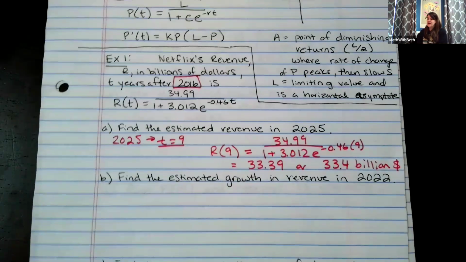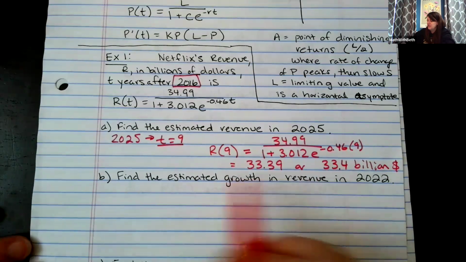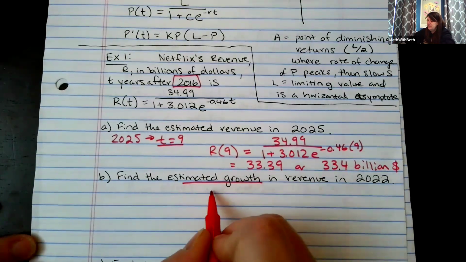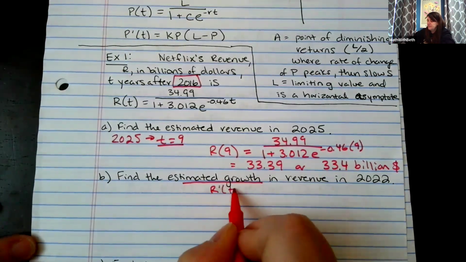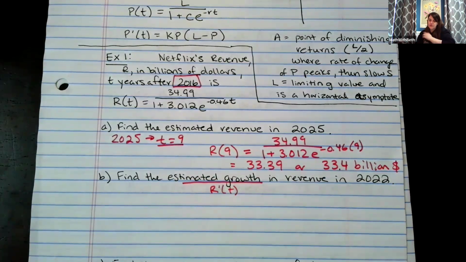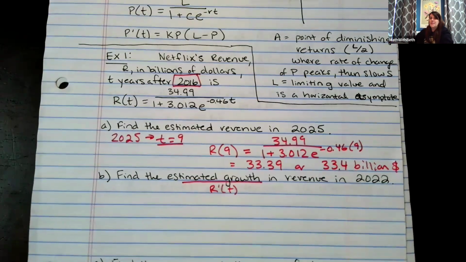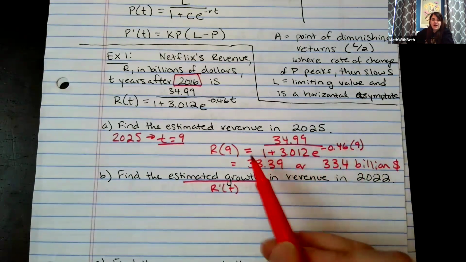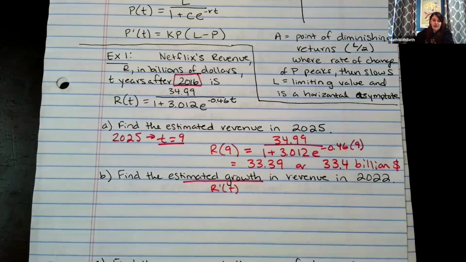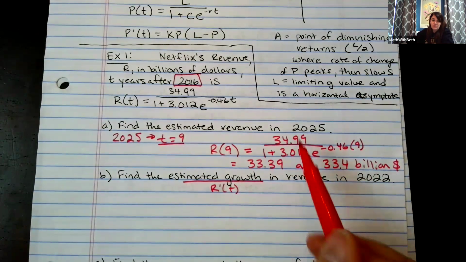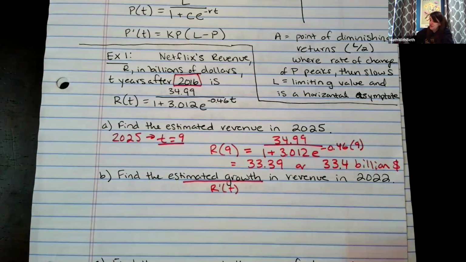Now it's asking me for the estimated growth in revenue. So again, that means derivative in 2022. This one is trickier as far as finding the derivative, because you have to think about the fact that it's really like a quotient rule type situation.